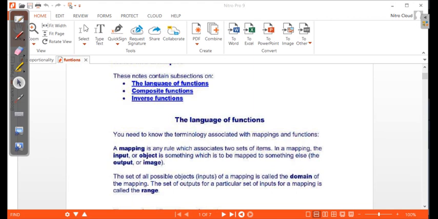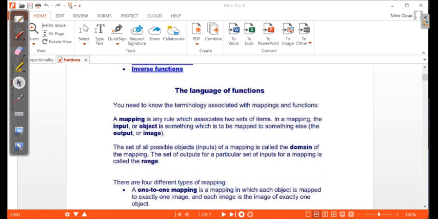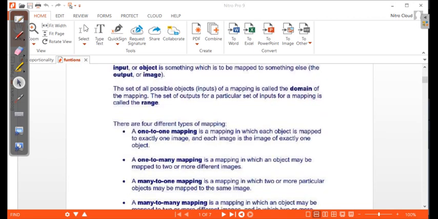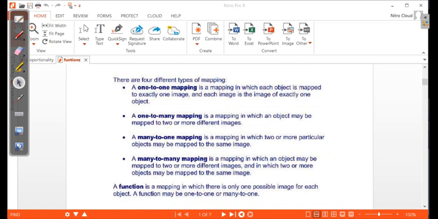So let's meet in the next lesson, where we are going to look at types of mappings.